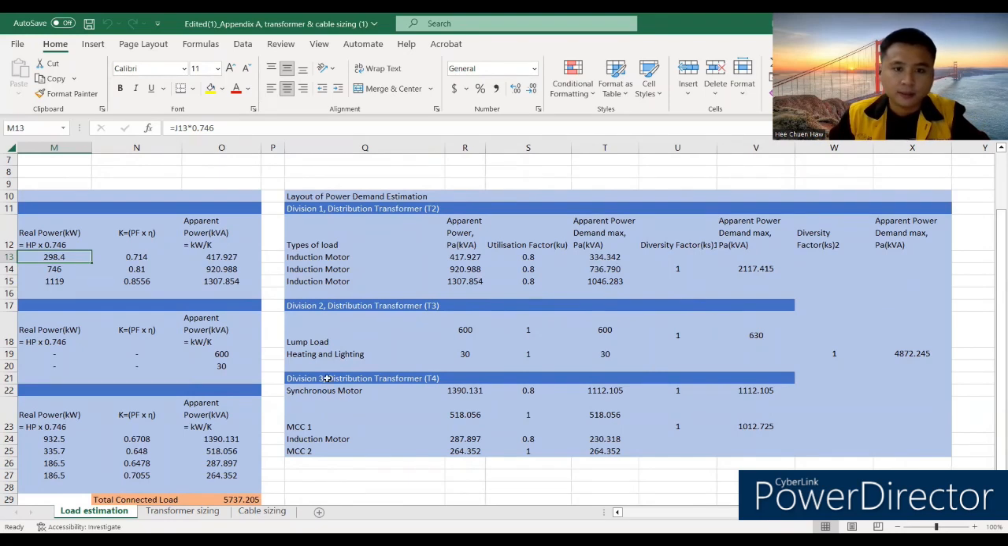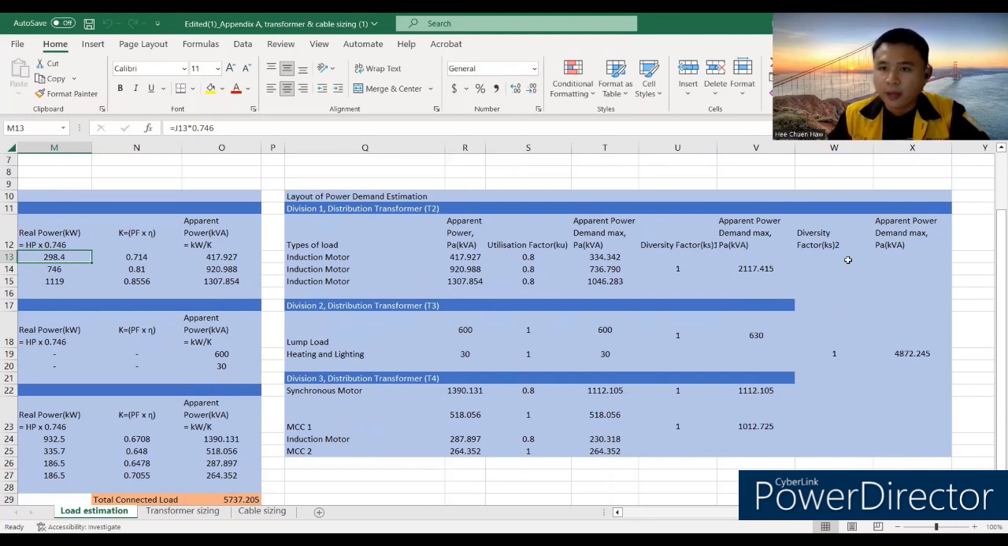And we have division number 3, the synchronous motor and the MCC. Since all of them are more than 100 kilowatts, the diversity factor has to be considered as 1. To get this apparent power, we just sum all of these and multiply by the diversity factor, then we can get this answer. The same goes for this one and this one. After we've done the math, this is the value that we will get. So that is done for divisions 1, 2, and 3.